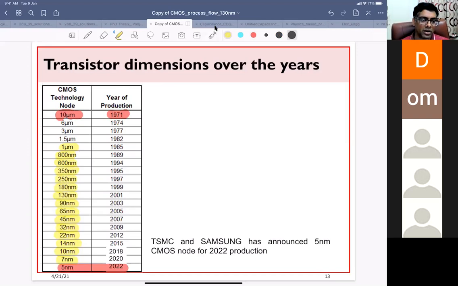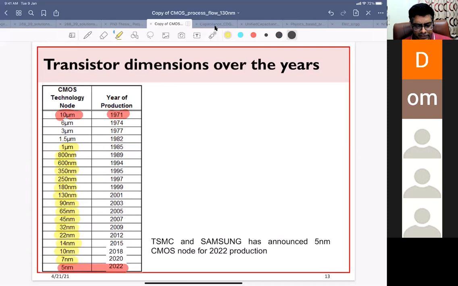When I was doing my BTech, in the 95 to 99 time frame, we were at the 250 nanometer CMOS node and 180 nanometer CMOS node. And now you are seeing only 40 nanometer, 10 nanometer, 7 nanometer CMOS nodes, though we still use other nodes. 180 and 130 are also used nowadays for different applications.